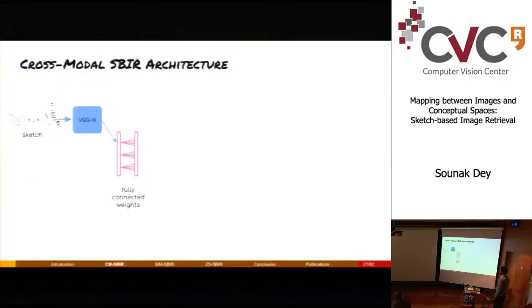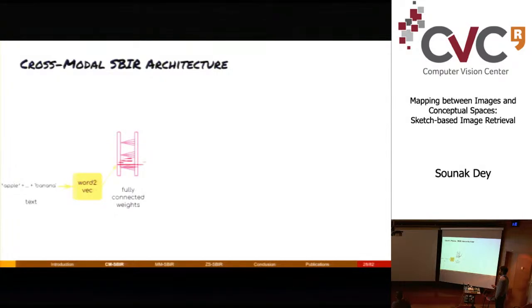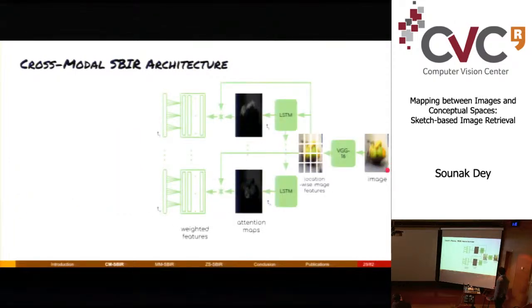So in the cross-modal SBIR architecture, how do we try to solve it? We take the images, pass them through a VGG16, and project the features obtained from the VGG16 through fully connected layers, transforming them nonlinearly to another space. Similarly, when we have this apple and banana as text, we take the word2vec representation of it, and again pass it through the same fully connected layers to project it to the same nonlinear space. So that is the query part of it.